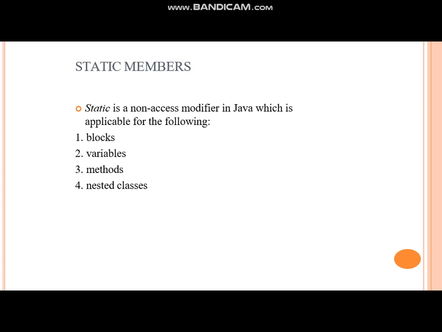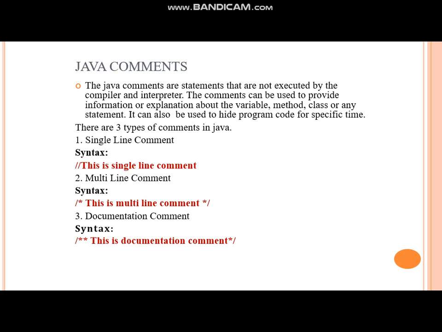Static members. Static is a non-access modifier in Java which is applicable for the following: blocks, variables, methods and nested classes. Java comments. Java comments are statements that are not executed by the compiler and interpreter. The comments can be used to provide information and explanations about the variable, method, class or any statement. It can also be used to hide program code for a specific time. There are three types of comments in Java. First one is single line comment, second one is multi-line comment, and third one is documentation comment.